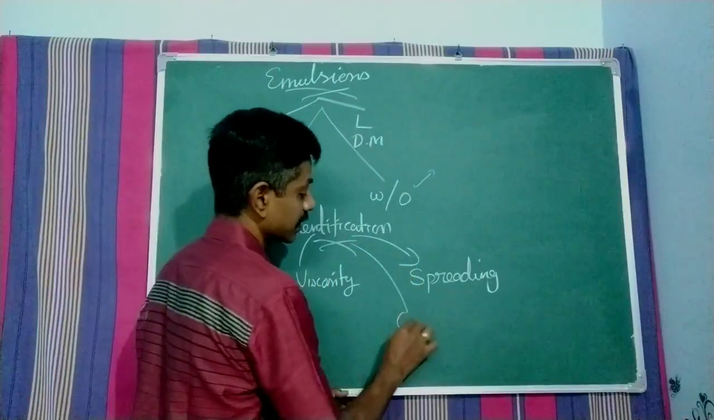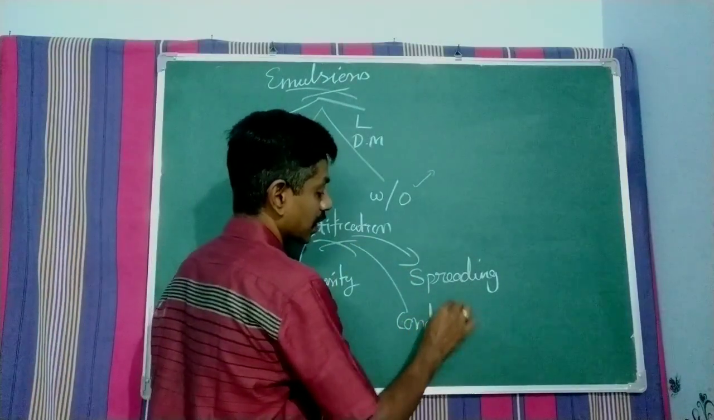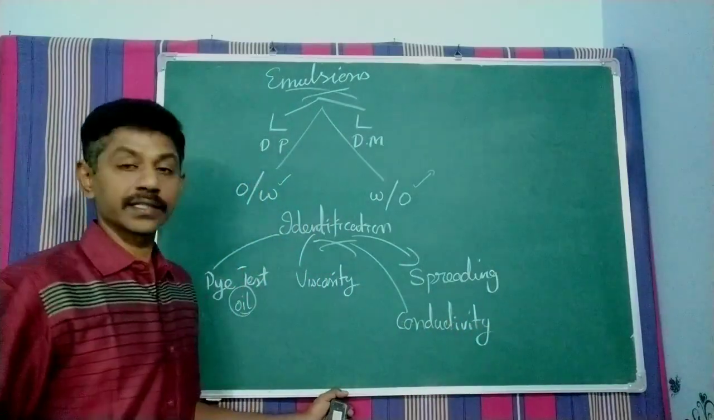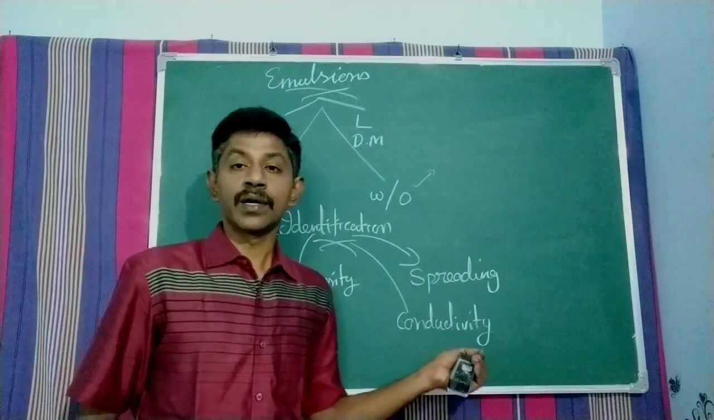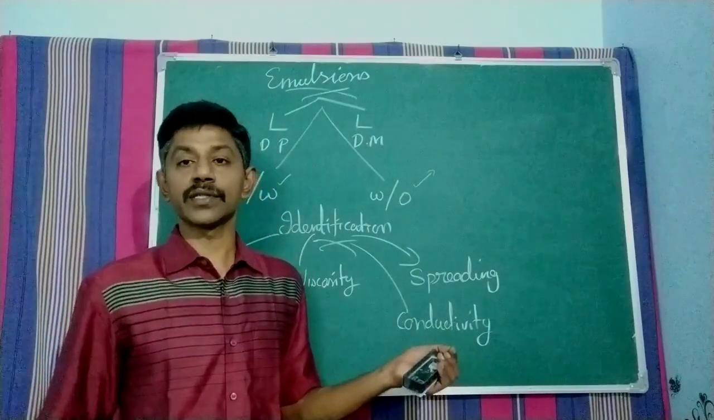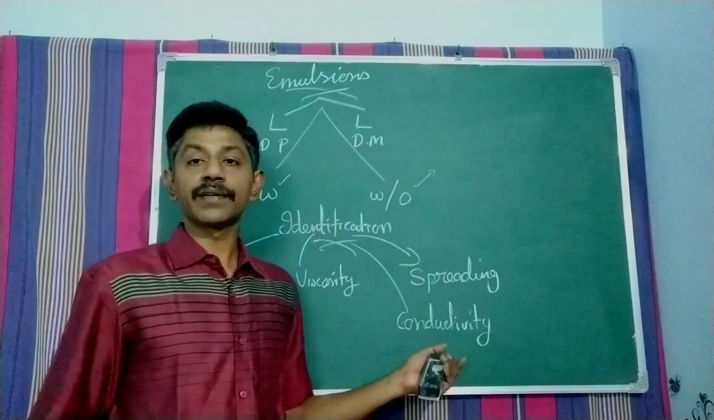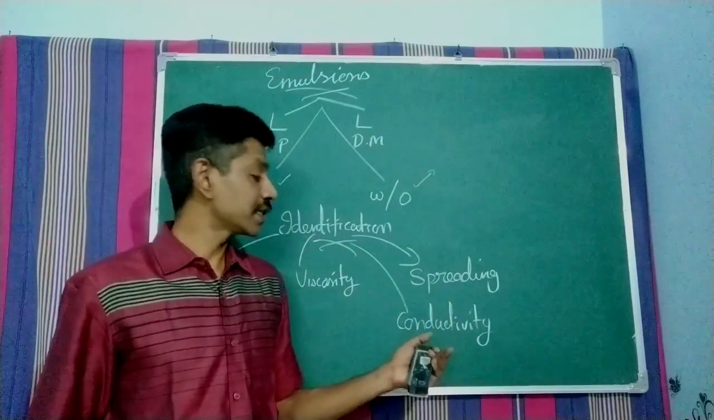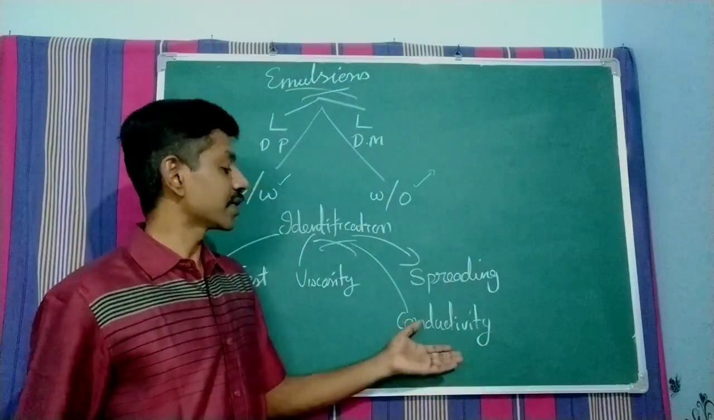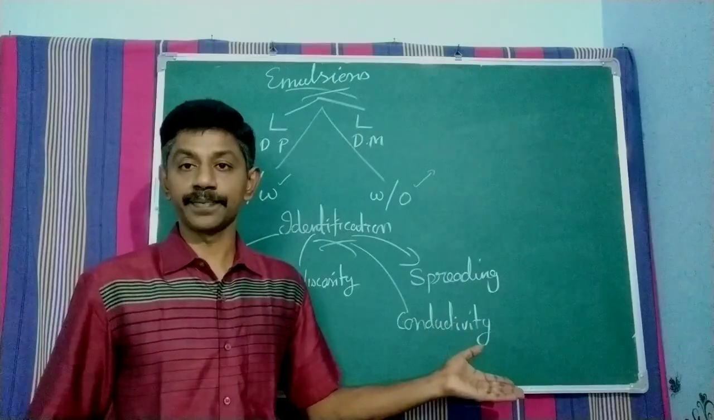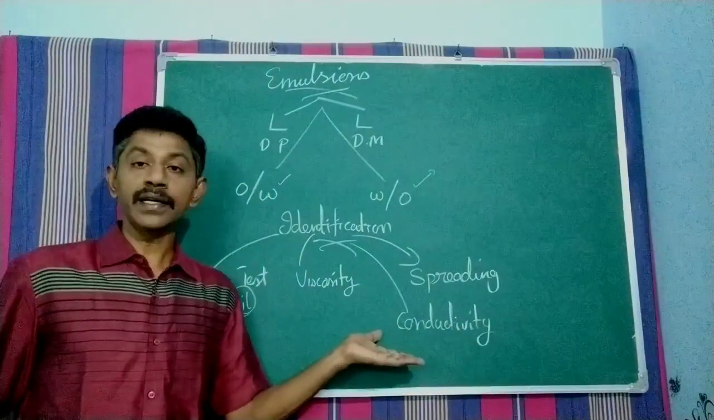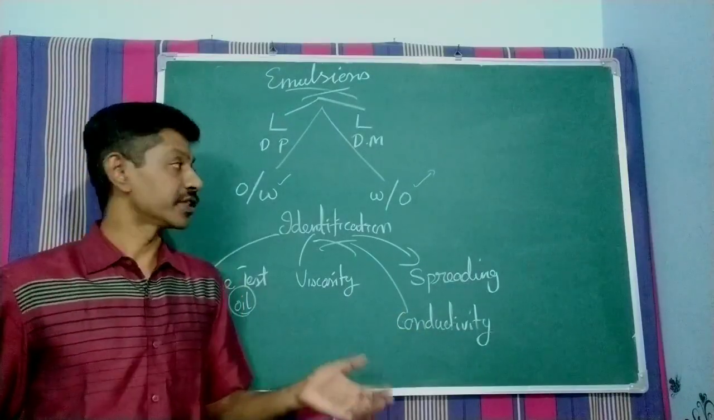And the next test is the conductivity test. What is conductivity test? Aqueous medium easily will conduct electricity. So from that you will identify that if the emulsion given to us is conducting electricity very fast, it's a clear indication that it is an aqueous emulsion. So these are the methods we will identify the type of emulsion.